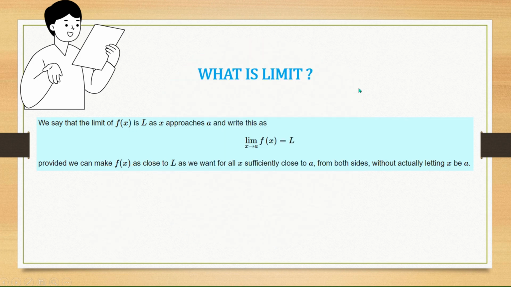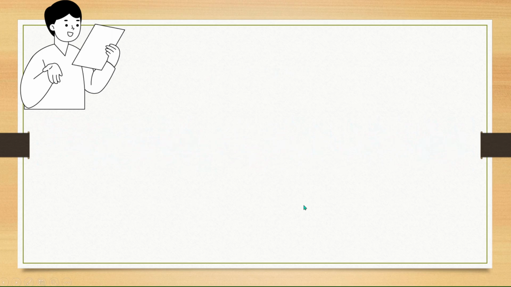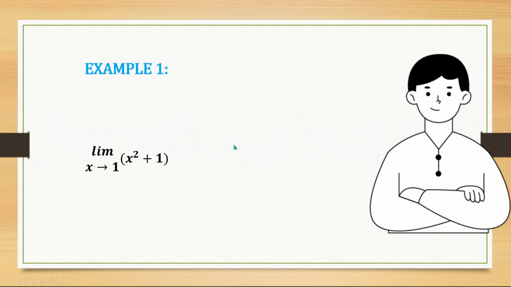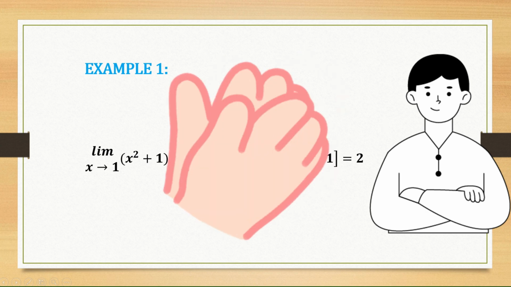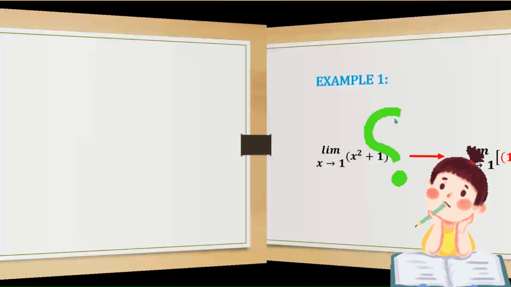for better understanding, let us go directly to an example. Find the limit of the function x squared plus 1 as x approaches 1. The easiest and most straightforward way of evaluating a limit is to simply plug the value of x into the equation. So in this case, we plug 1 into the equation and evaluate. Therefore, the limit of x squared plus 1 as x approaches 1 is simply equal to 2. Simple, right?